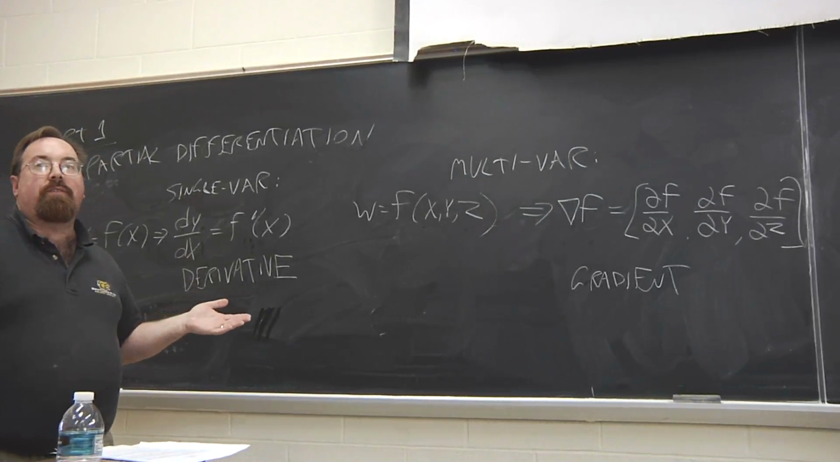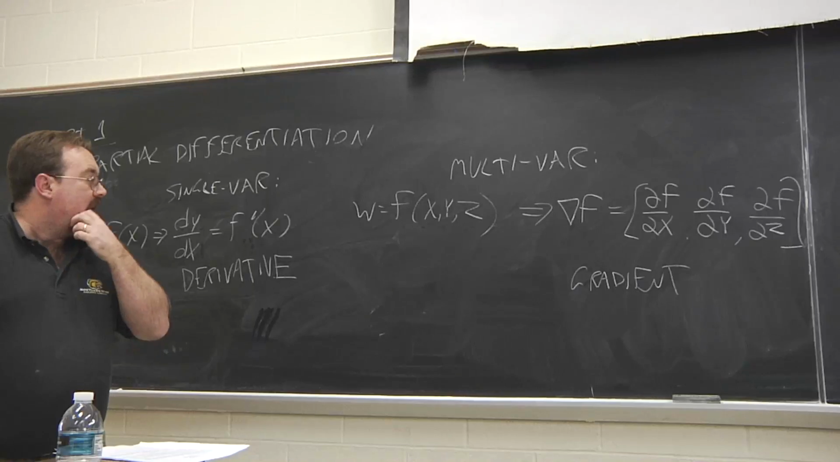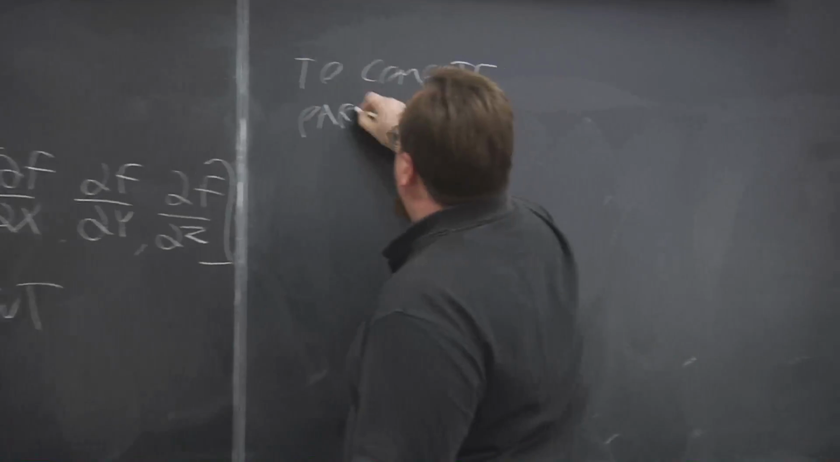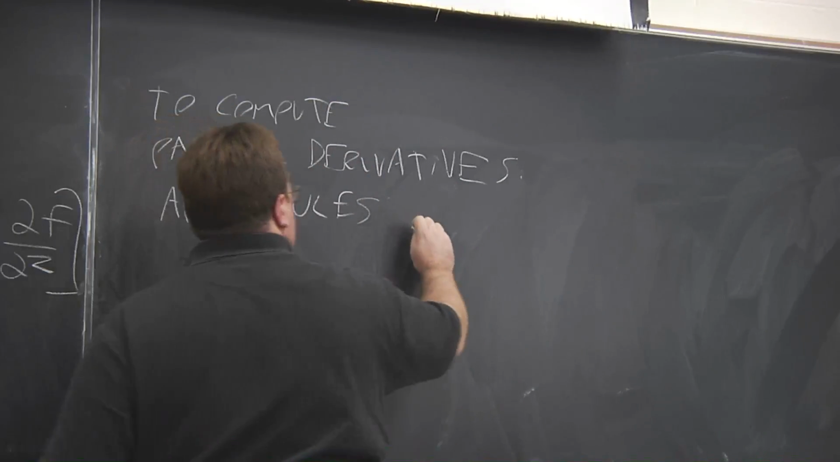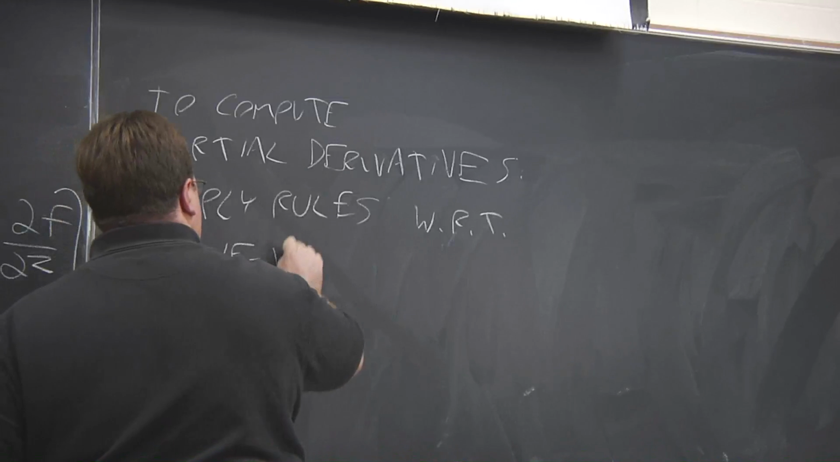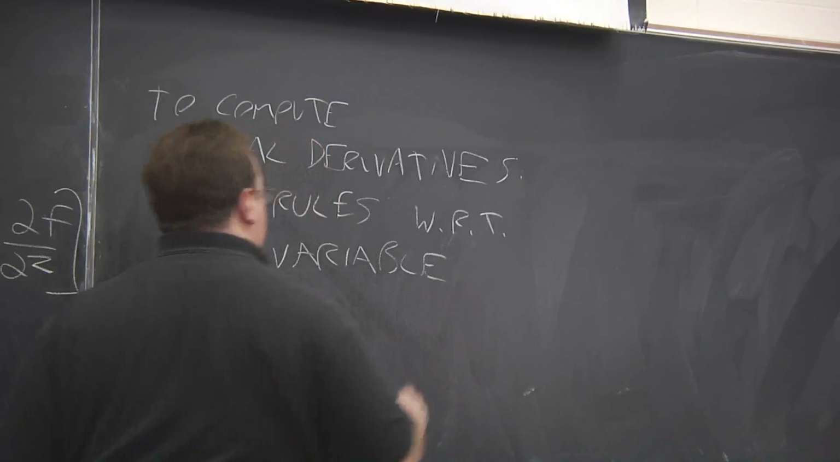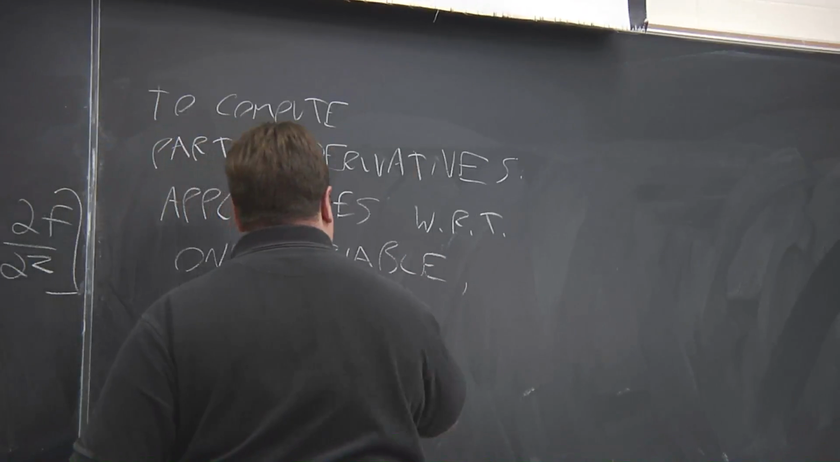Now, how do we go about computing these? Well, we use the same differentiation rules as before. In order to compute a partial derivative, you apply the differentiation rules with respect to one variable, whichever one you want the rate of change with respect to, x, y, or z, and then all the rest you have to keep constant.